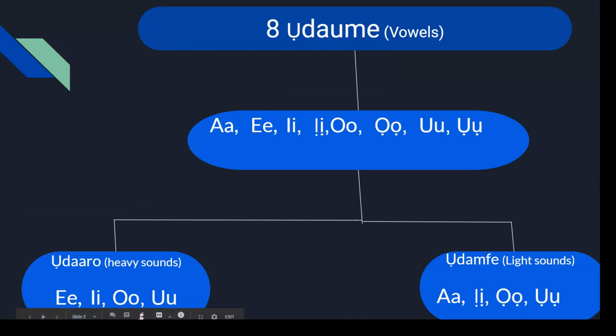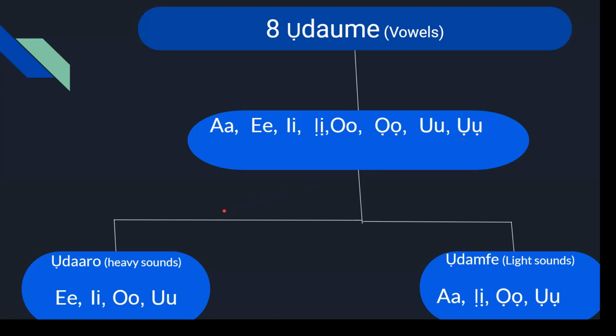Igbo vowels. There are 8 vowels in the Igbo alphabet. They are A, E, I, Ị, O, Ọ, U, Ụ.